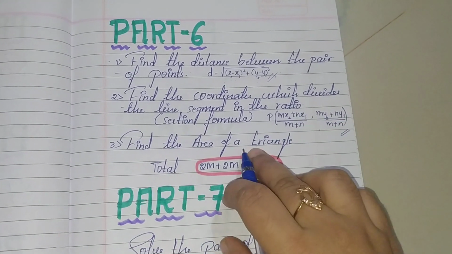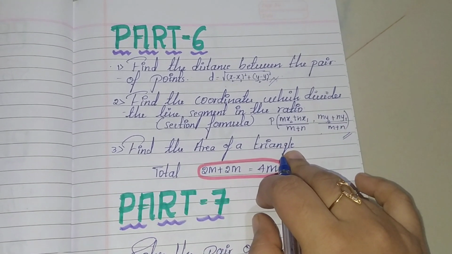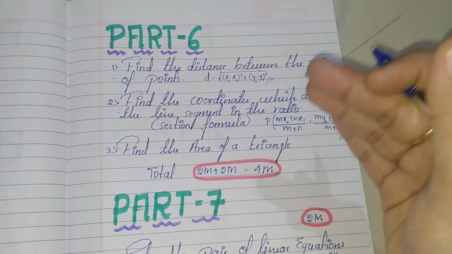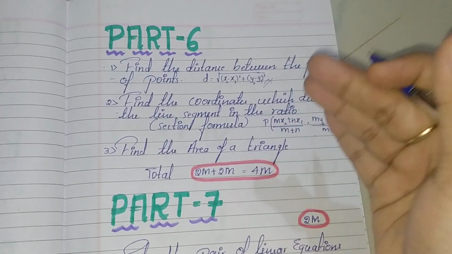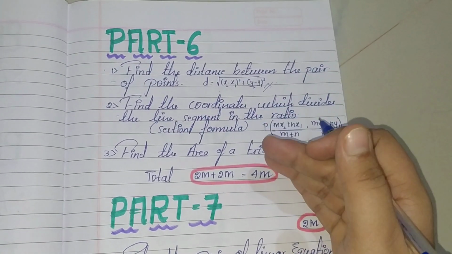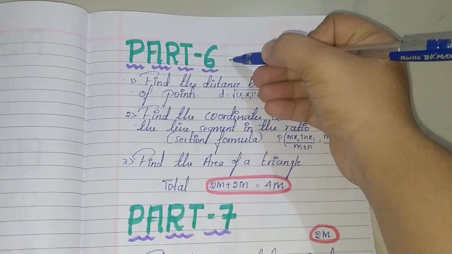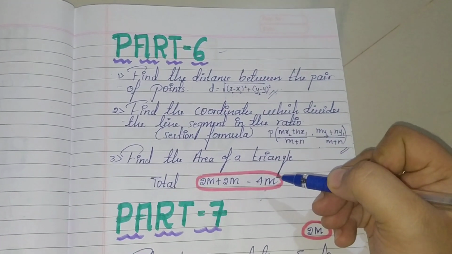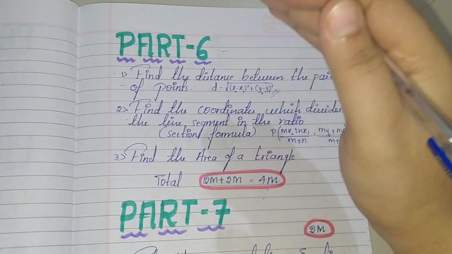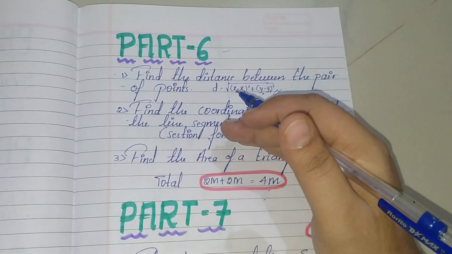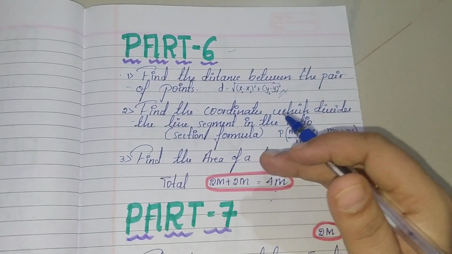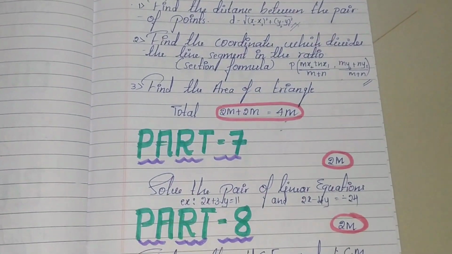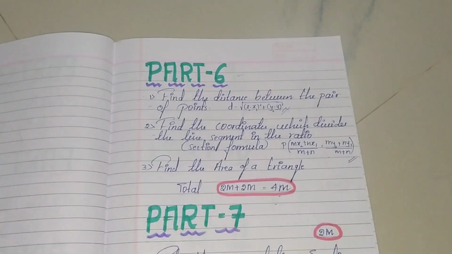Next thing is again here, find the area of triangle. There is a formula to find the area of triangle, right? You have to practice that formula and substitute all the values they have given in the question. From part 6 you are definitely going to get 4 marks, 100% sure. For that sake I'm telling you, just concentrate on the distance formula, the section formula, and the formula used to calculate the area of triangle. Just note down part 6.